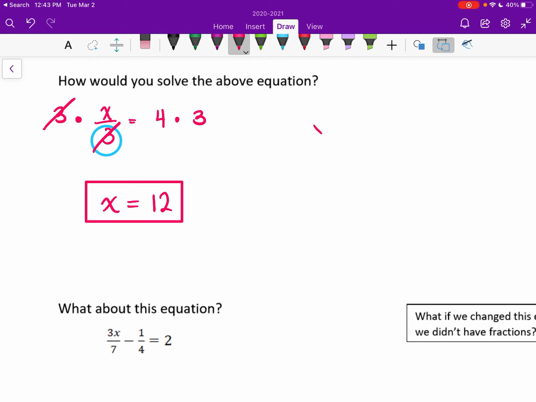So how I would do this, I would multiply by the denominator to get rid of it.